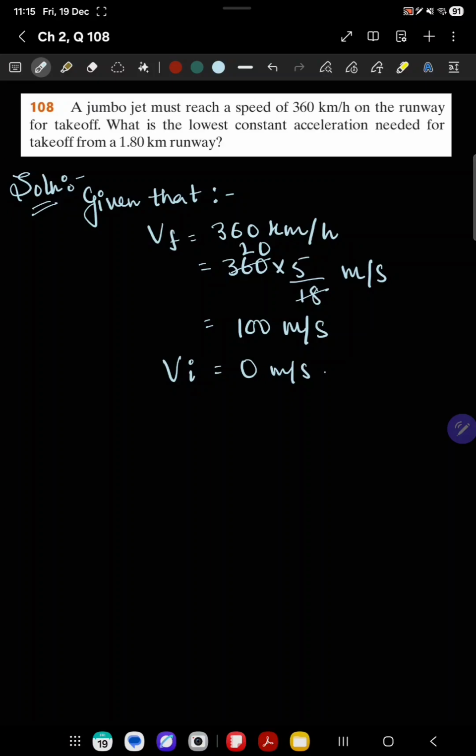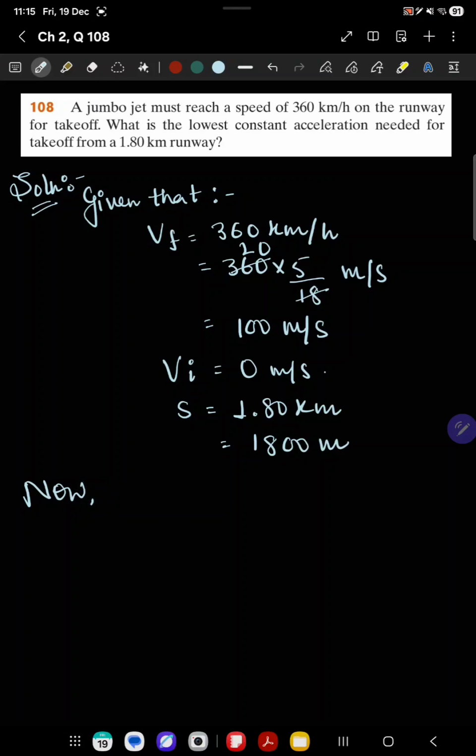Now the distance or displacement that has been given to us is 1.80 kilometer, which we can write as 1800 meter. So we can use the relation.